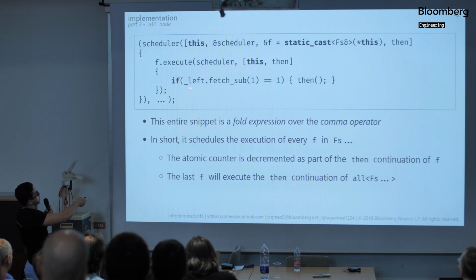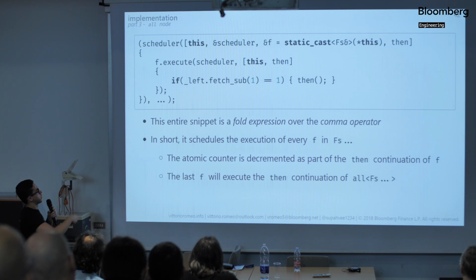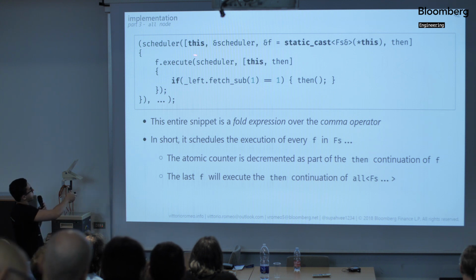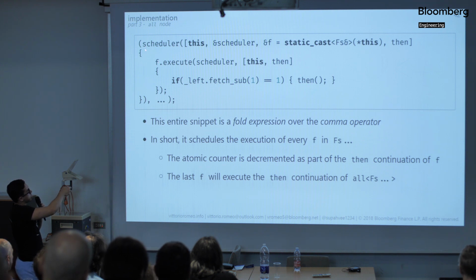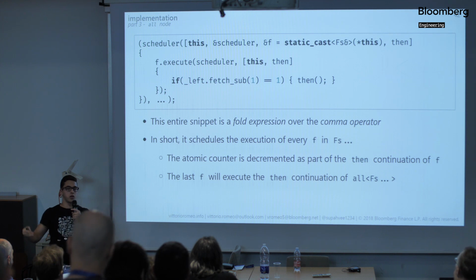So as you can see here, this is what happens. We are decrementing the counter, and if we are the last one, because fetch_sub returns the previous value, so if the previous value was 1, we are the last one, then we're going to invoke the then continuation of the original node. And we are scheduling all of this. So this means that if the scheduler is simply creating new threads, we'll create a thread for every single computation inside the all node.